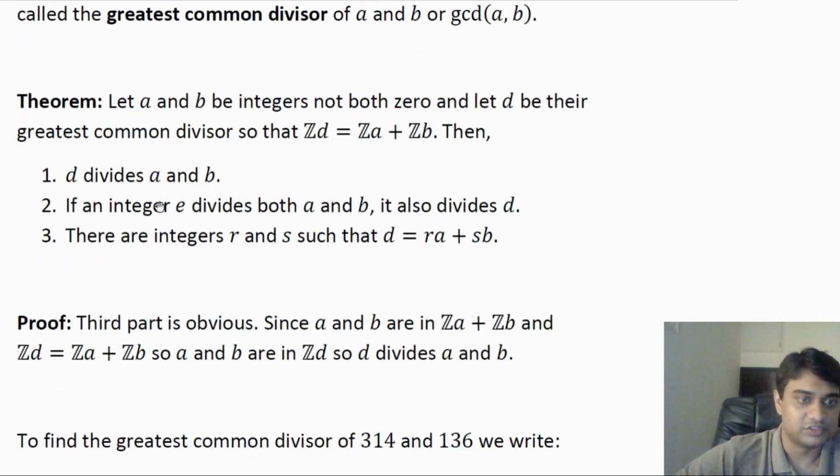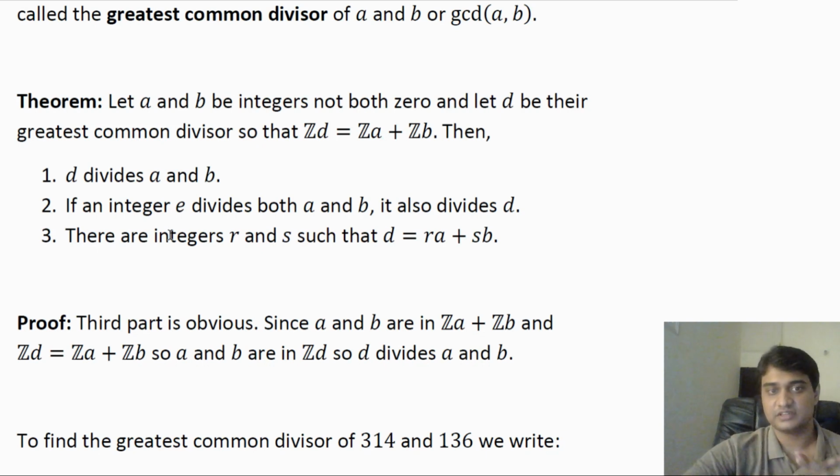Then the following holds: D divides A and B, and if an integer E divides both A and B, it also divides D. And now you see the reason why it is called the greatest common divisor. It is a common divisor, it divides both A and B, and also the greatest one, because if any integer E divides both A and B, it also divides D. So if it is positive, then it has to be less than or equal to D, and if it is negative, then obviously it is less than D. So D is the greatest common divisor of A and B.